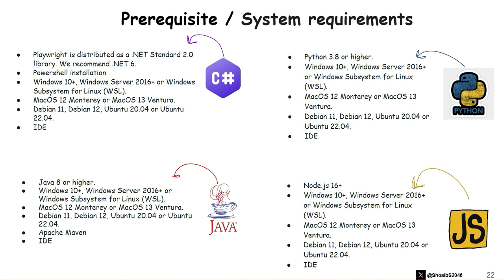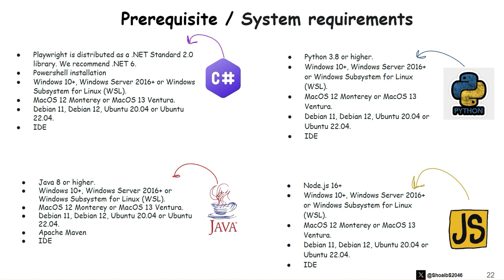What are the prerequisites and the system requirements? Playwright is a distributed .NET standard library. We recommend .NET for C Sharp. I'm talking about the C Sharp side. You need PowerShell to install. You need Windows 10 plus, or Windows Server, or macOS. So these are basically the prerequisites for C Sharp.